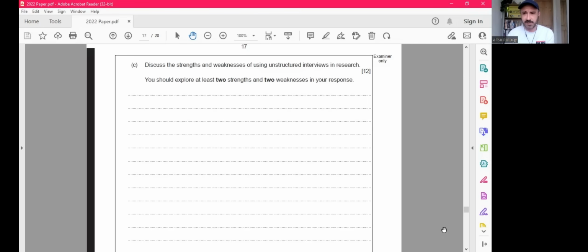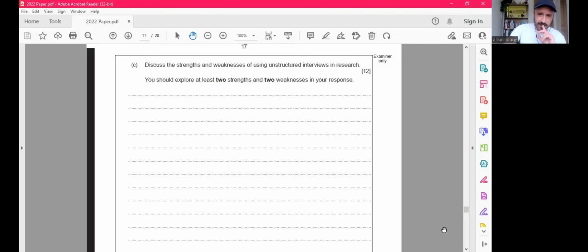Why not? Because often it's just down to the researcher's skill and the researcher's flexibility in how they handle that conversation. It's not like just giving someone a questionnaire where they answer exactly the same questions in exactly the same way. Unstructured interviews are not standardized questions. You just go and kind of go with the flow, so to speak.